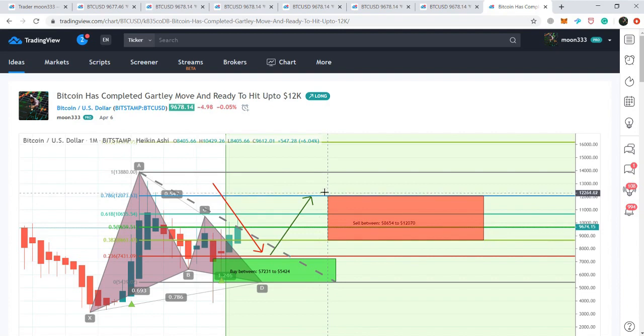Once it is broken out, it will be really easy for the price to reach up to the previous highest-ever price level in the history of Bitcoin and to beat that price as well. So this was the update so far on the Bitcoin price action.